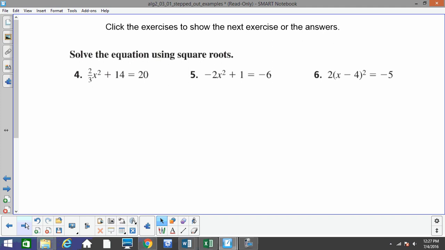All right, on these, again, you try. Take a second, pause it, try these out. I'll give you a hint on the first one. Start by subtracting 14 and then multiply by the reciprocal, 3/2.